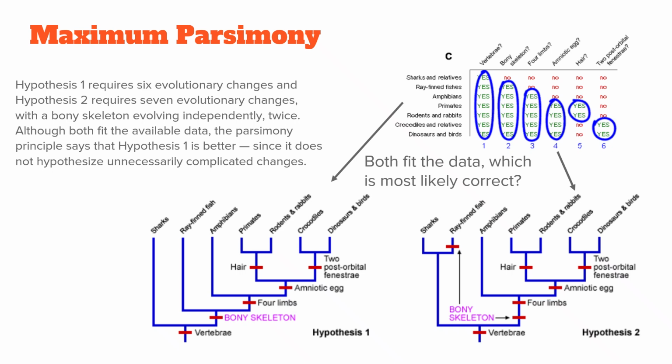Imagine two possible evolutionary trees. One requires 6 trait changes, and the other requires 7, including 2 independent evolutions of a bony skeleton. Both fit the data, but parsimony says the first tree is better. It's simpler and avoids unnecessary complexity. This principle helps scientists choose between competing hypotheses when the evidence isn't clear-cut.